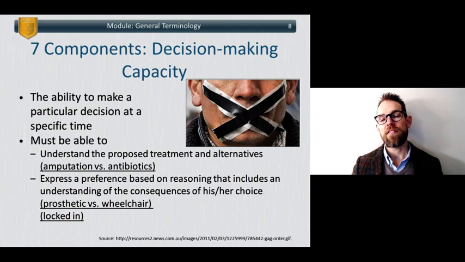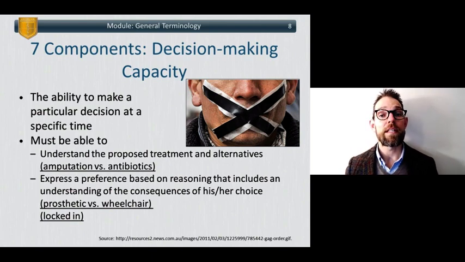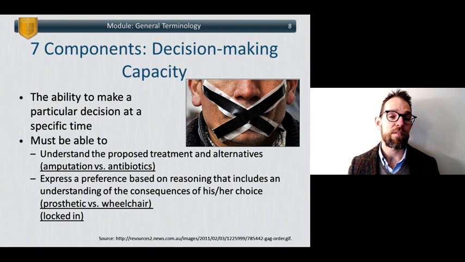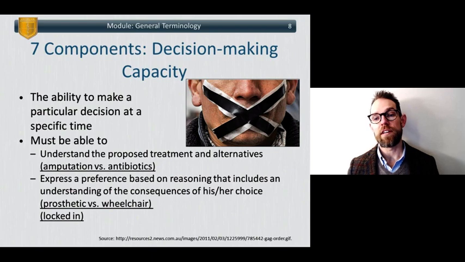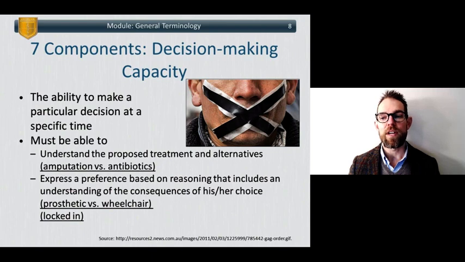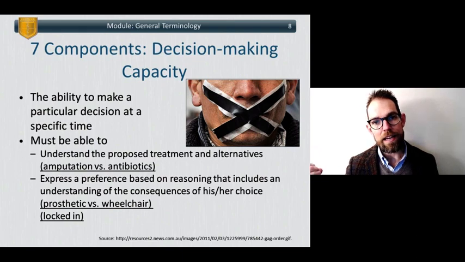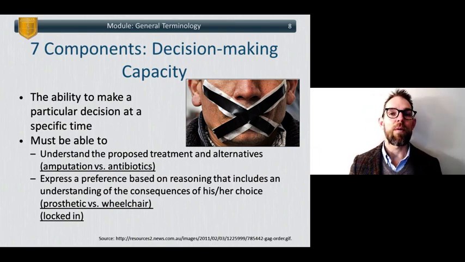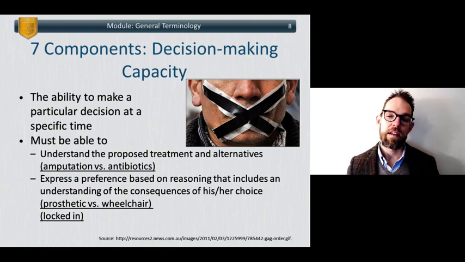So decision-making capacity, that is a critical one. Is the patient able to make a particular decision at that specific time? So they've got to be able to understand the proposed treatment versus the alternatives. Do we want to continue with antibiotics, or do we need to go ahead and do the amputation through our infected lower extremity? They need to be able to express a preference based on reasoning that includes an understanding of the consequences, the benefits, and the patient making the best choice for him or her. So if, say, I've had an amputation, do I want to proceed with going in a wheelchair, or do I want to try a prosthetic?